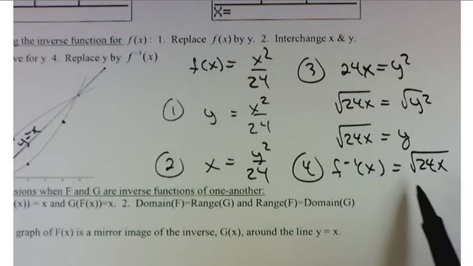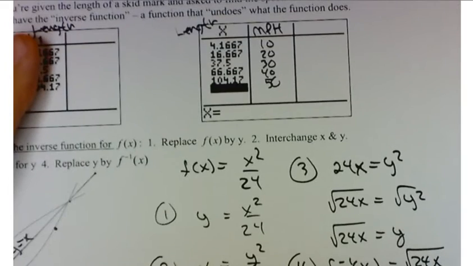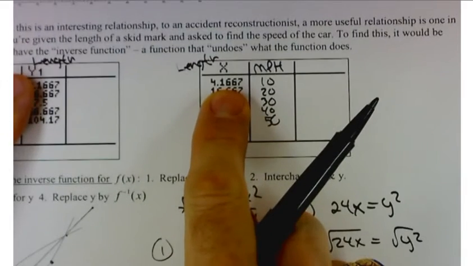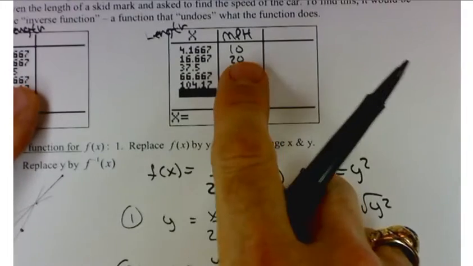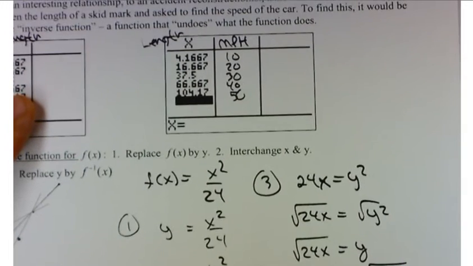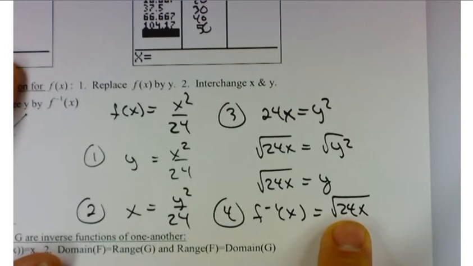Again, this function and the original function are going to be symmetric around the line y equals x. And that's a big part of what I want you to know from this. If you put 4 1/6 into this, that's where that would work out. So 4 1/6 times 24 would be 100. Square root of 100 is 10. So that shows you that the first one works, and you can check some of the other ones.